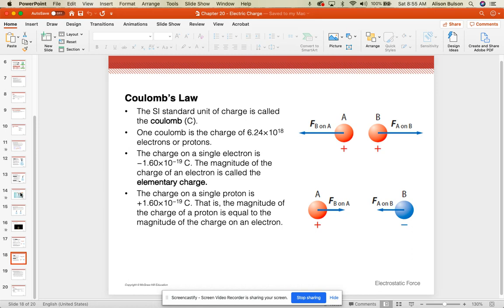The SI standard unit of charge is called a coulomb, capital C. 1 coulomb of charge is about the charge of 6.24 times 10 to the 18th electrons or protons. So a coulomb is a very large unit of charge compared to a single electron or proton's charge. Another way to say the same thing is that the charge on a single electron is only 1.60 times 10 to the negative 19th coulombs, a very tiny amount of charge. The sign for that charge is negative versus the sign for the proton's charge is positive. The magnitude of the charge of an electron is called the elementary charge.